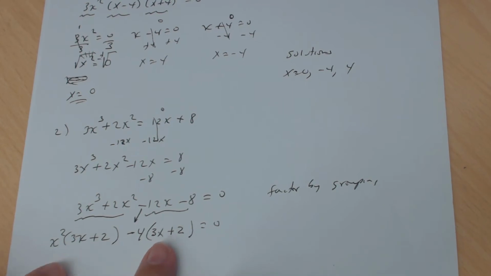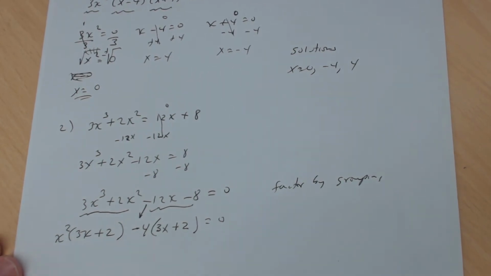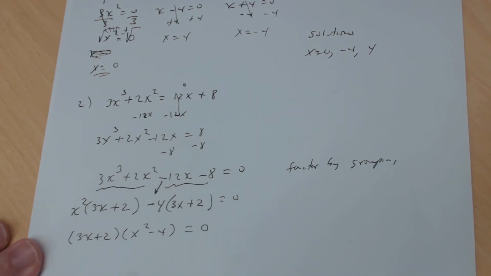All right, so they're the same, so now I can factor out the 3x plus 2. So I get 3x plus 2 times, and then I get x squared minus 4 left. x squared minus 4 equals 0. So don't forget, you've got to say equals 0.